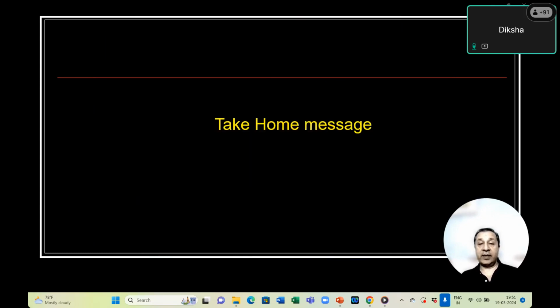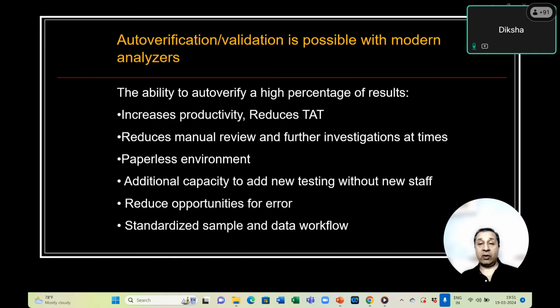So finally, the take-home message: auto-verification or validation is possible with modern analyzers. It will help ensure that your productivity goes up, you reduce your turnaround times, and your manual reviews go down significantly. It can also help you set up a paperless environment in your laboratory, and additionally add to the capacity of your laboratory without adding further staff. It also helps you reduce or optimize the possibilities of error which would have happened otherwise, and more importantly, a standardized approach to the data flow, which helps one get the best possible results for our patient.